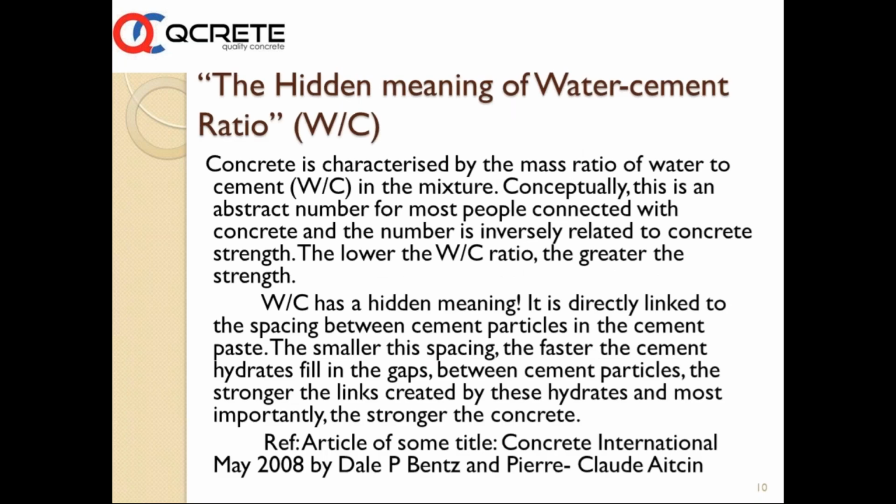But then, it is fully compacted. In fact, if not fully compacted, you have a lot of voids and other things. So you try to minimize it so that the strength goes to the optimum that can be obtained. Now, the same in a manner, he says, concrete is defined by the mass ratio of water to cement in the mixture. It is the number for most people connected with concrete, and the number is inversely related to strength. Water cement ratio has a hidden meaning.